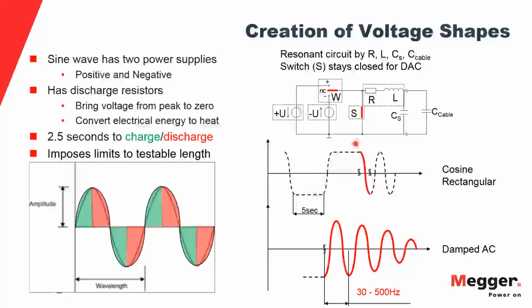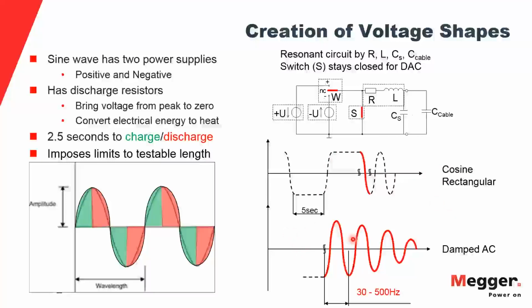The other thing to keep in mind with these discharge resistors, they create a lot of heat, so that imposes a testable limit as well. With the cosine rectangular and damped AC, we utilize a resonant circuit. So you can see in the diagram here that we still have 2 power supplies, a positive and a negative, but we have a switch here, and we use the resistance and inductance in the unit and the capacitance of the cable, and if necessary, a support capacitor to create a resonant circuit.